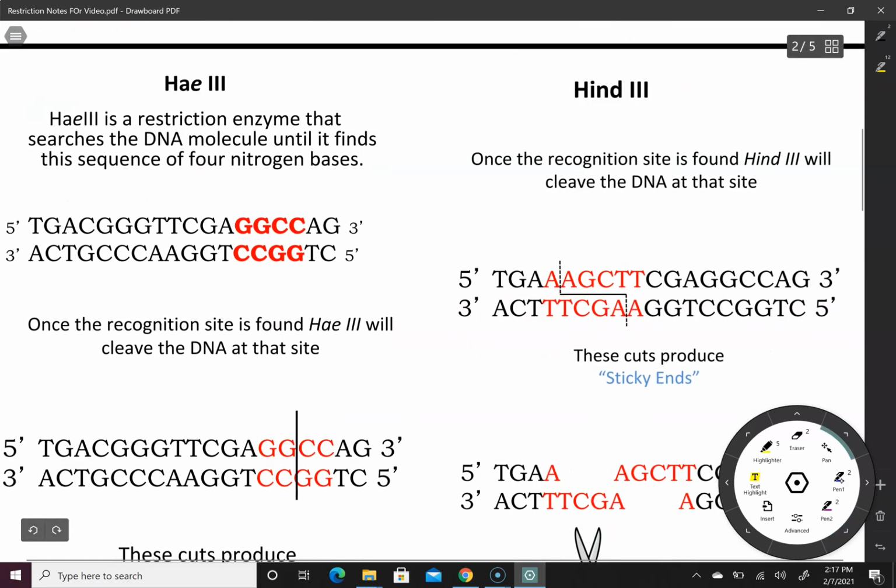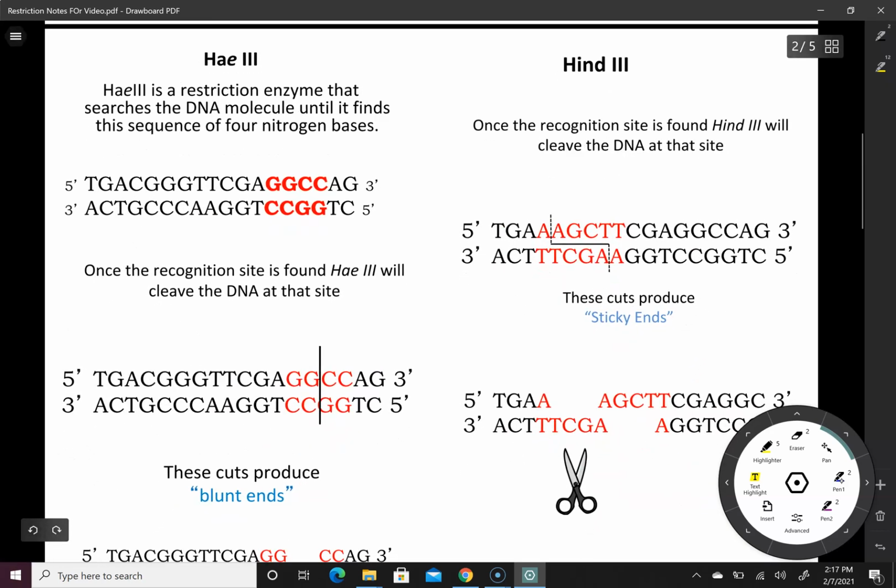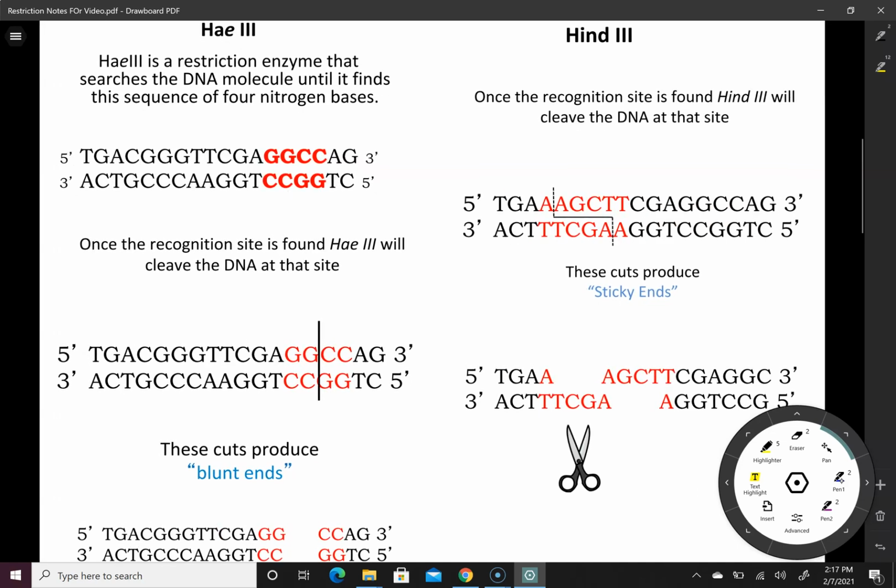So let's take a look first at HaeIII, and I'll get into how they named these restriction enzymes in a second. But this particular enzyme is going to look for the pattern of 2 G's and 2 C's in a row. So if you look here and you move along and it doesn't happen, and finally it does. And there's 2 G's in a row and 2 C's, and of course coming backwards there are 2 G's and 2 C's in a row right there.